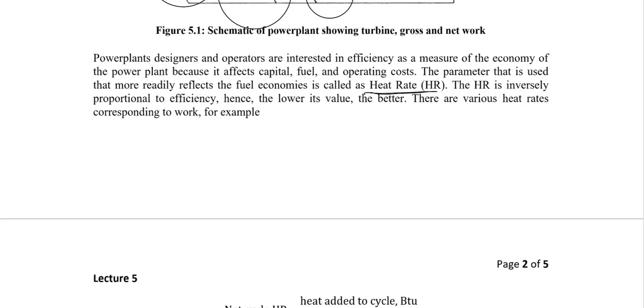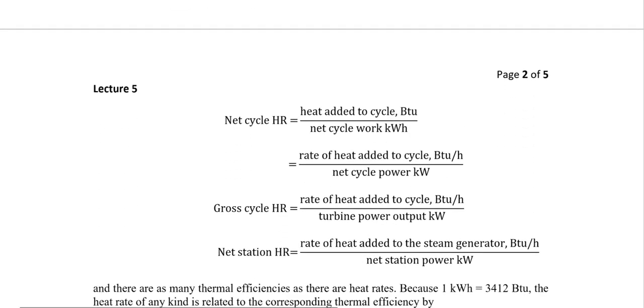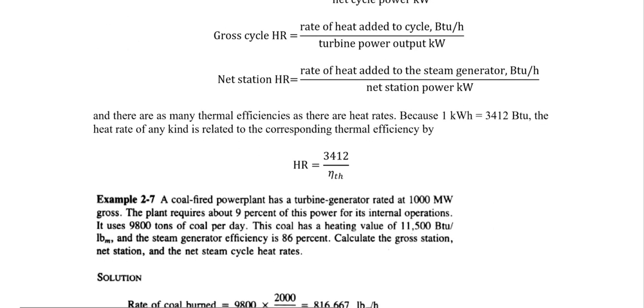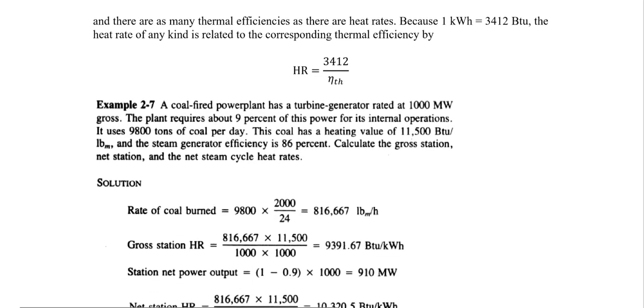In other words, lowering the heat rate means we are supplying less fuel to the power plant, and we are producing more power output from it. So the heat rate is obviously of prime importance, and it comes up as the net cycle heat rate, gross cycle heat rate, net station heat rate, and so on and so forth. You can imagine what kind of heat rate we will be talking about.